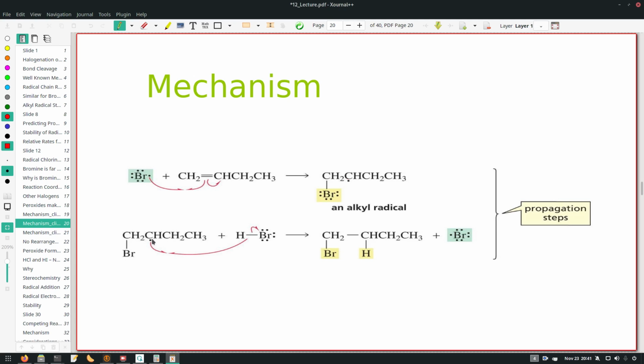Our second propagation step, that radical is going to attack another HBr, and we'll make our final product and create a new bromine radical for a second propagation, or an additional propagation step.